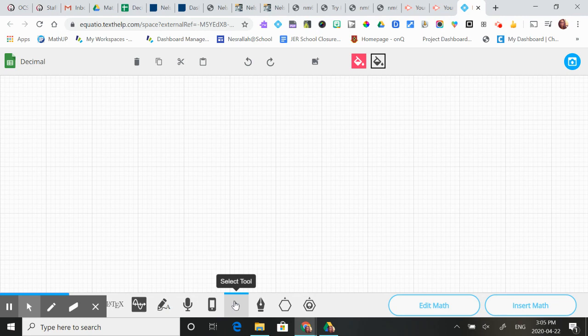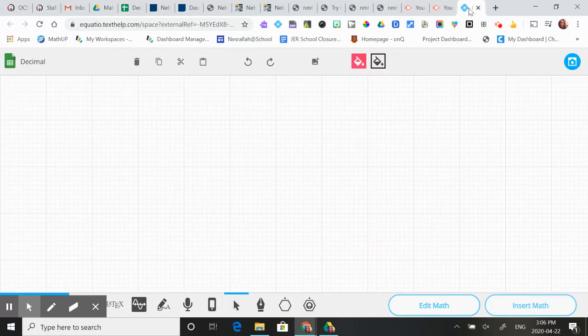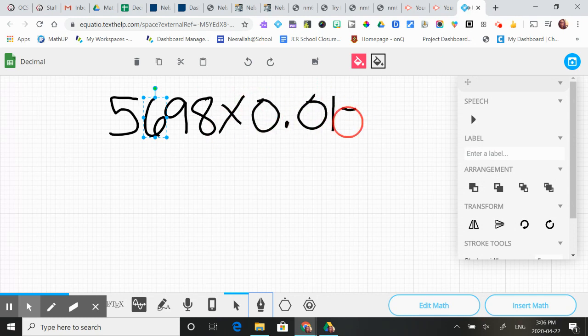I can't really remember what the problem was asking me, so I'm going to come back. So it says here I have 5,698 pennies. So I'm going to do the math here. I'm going to grab the freehand drawing, and it was 5,698 pennies. And a penny is worth 0.01 of a dollar.